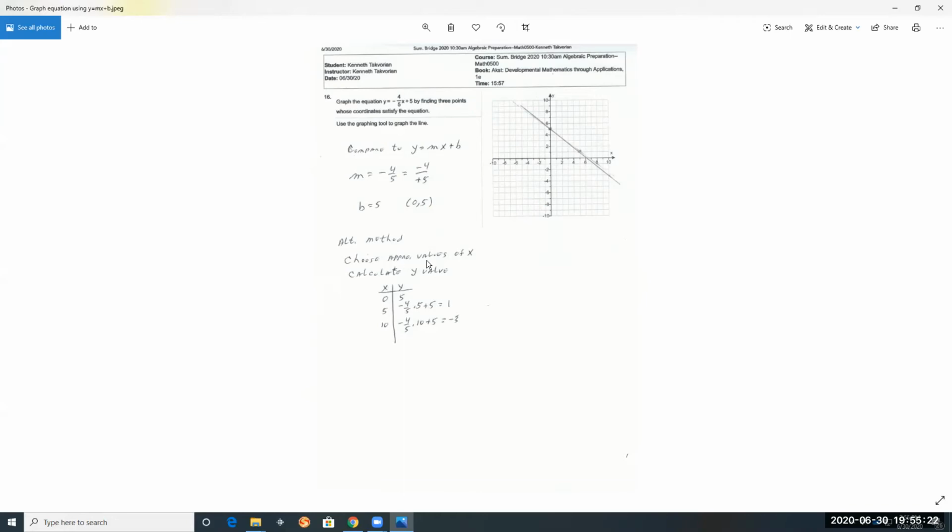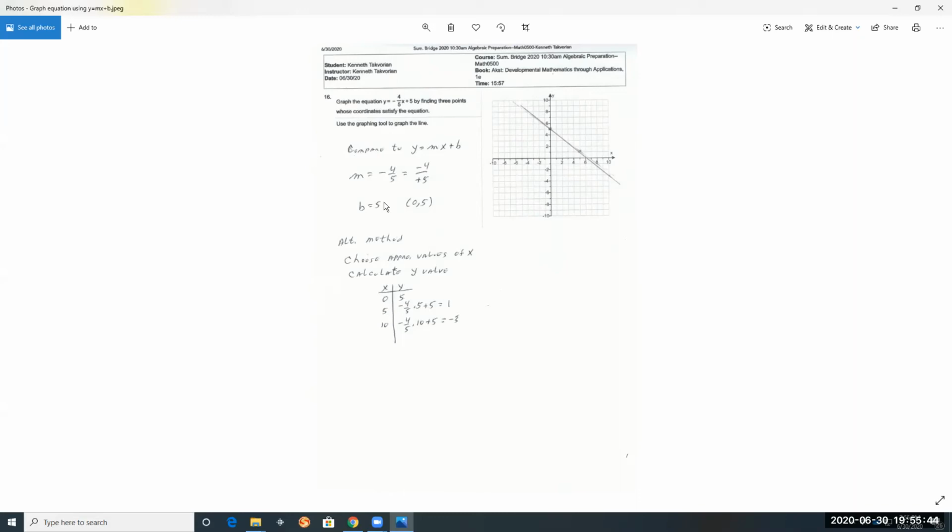An alternate method than the y = mx + b format would be to make a little chart. Choose appropriate values of x, and calculate the corresponding value of y. So we're going to let x = 0, 5, or 10. If we plug x = 0 into the equation, -4/5 times 0 is nothing, and 0 plus 5 is 5.